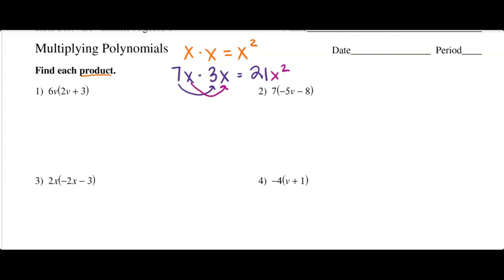So remember that when you are multiplying a monomial times a binomial, you are going to multiply the monomial to all of the terms in the parentheses or in the binomial. So we're going to do 6v times 2v, which is 12v squared, and then 6v times 3, which will be 18v. Since we have a v squared and a v, we can't combine those, so this is our final answer.